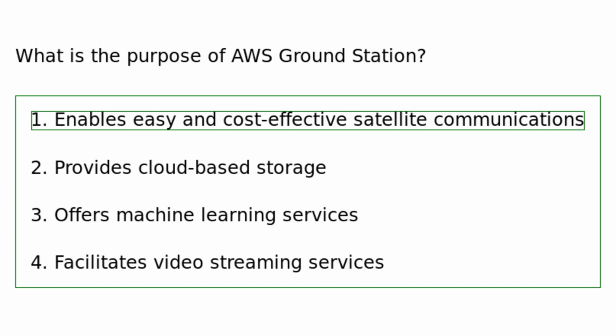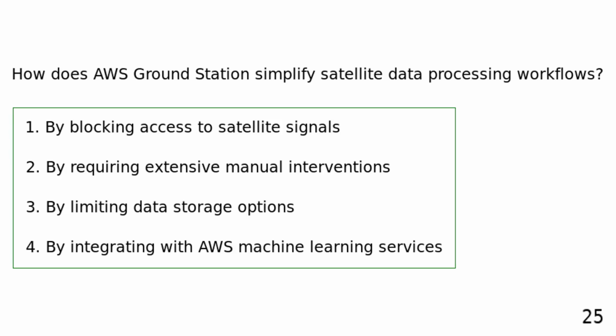AWS Ground Station allows customers to control satellite communications, downlink and process satellite data, and scale operations at a fraction of the cost of traditional infrastructure. How does AWS Ground Station simplify satellite data processing workflows?